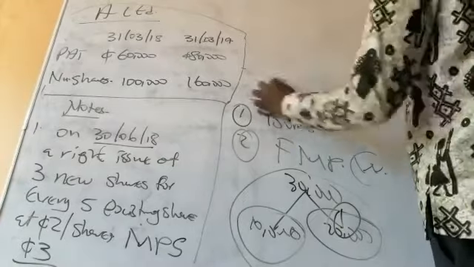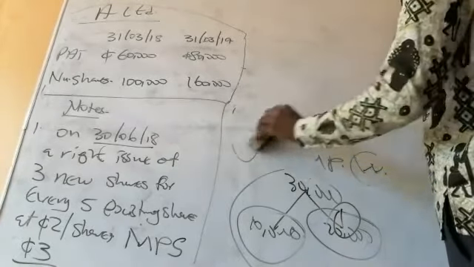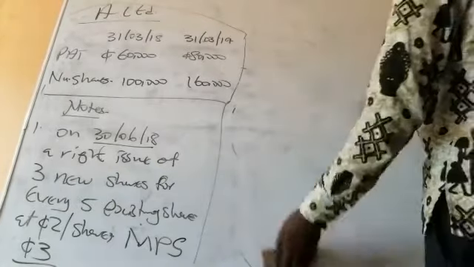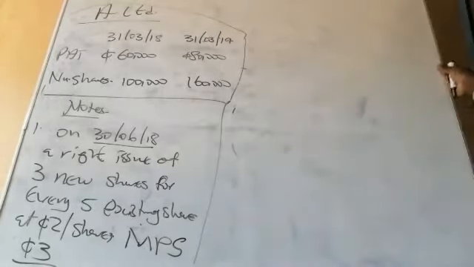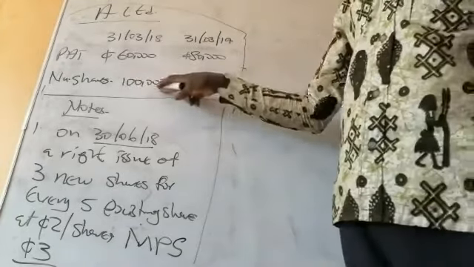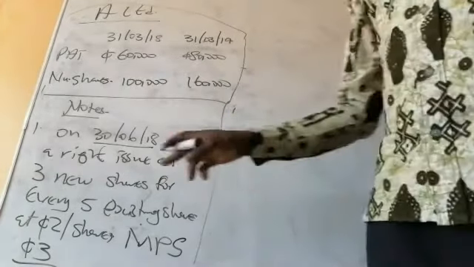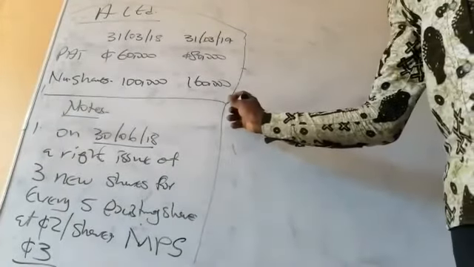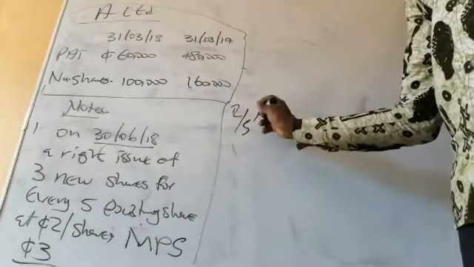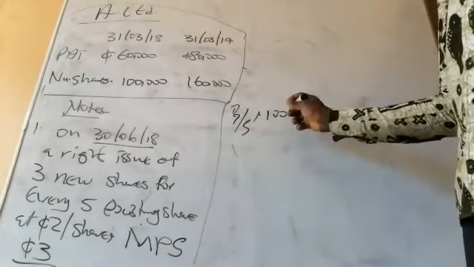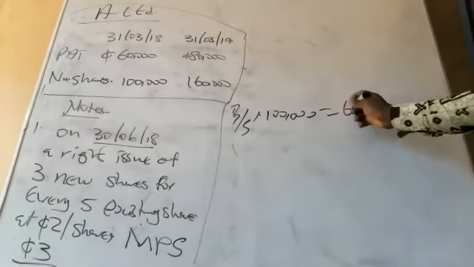So before we go to the earnings per share, let's quickly go through the steps to separate the number of shares. Who can tell me the total number of shares? How many shares do they have in issue? They have 100,000 shares in issue. And I said that 3 new shares for every 5 shares. So that means the number of shares that came in will be 3 out of 5 times 100,000, which gives us 60,000.